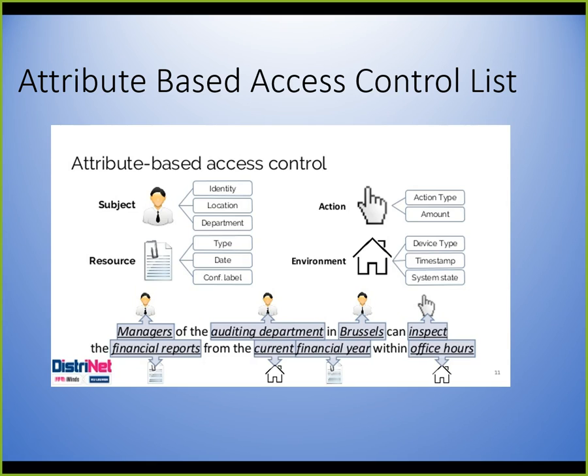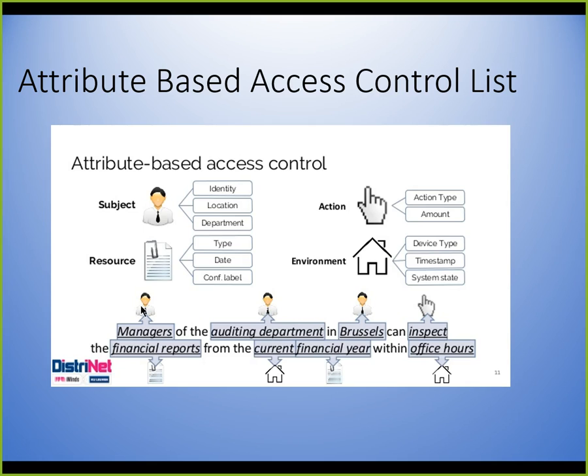So the managers have to be in the auditing department, and that'll be one of the properties in Active Directory. They've got to be in Brussels. That could be either by IP address or by one of the attributes in the Active Directory object. And what they can do is inspect, and the objects that they can inspect are the financial reports, current financial year, and then they would have to be within office hours.